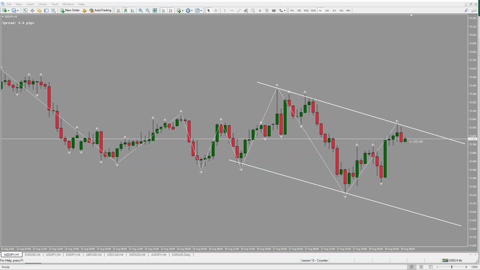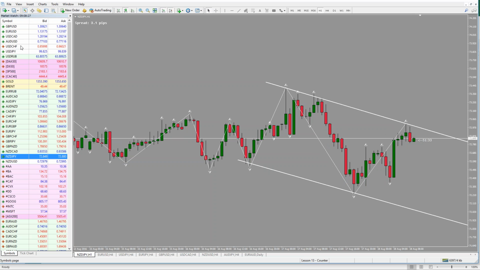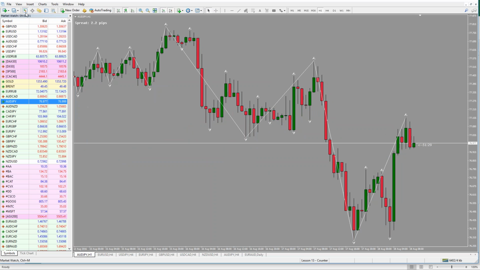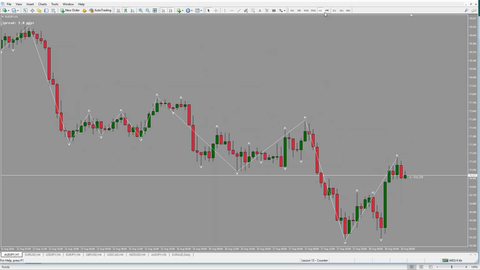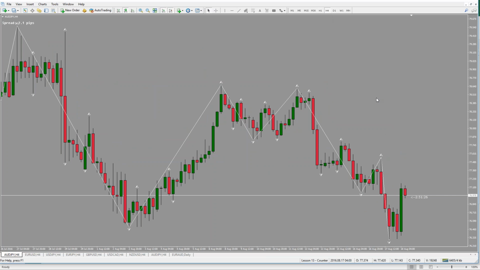Somebody else is asking me about Aussie Yen. Give me a moment. That was off a 1-hour chart. Aussie Yen. Let me go 4-hour first.